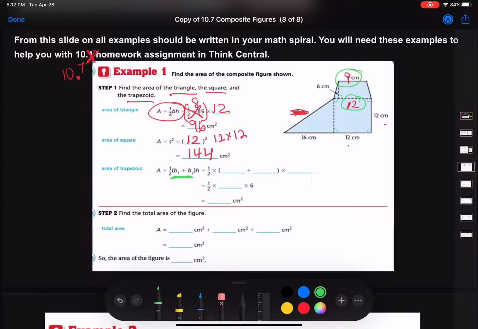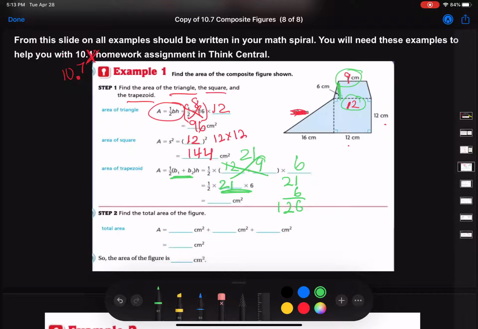So you want to add up 12 and 9. So we have 12 and 9. And then our height is this line inside, 6. So you're going to add up 12 and 9, which is going to make it 21. Here, okay? So then you're going to put 21 here. So then you're going to want to multiply 21 times 6. And that's pretty easy to do.